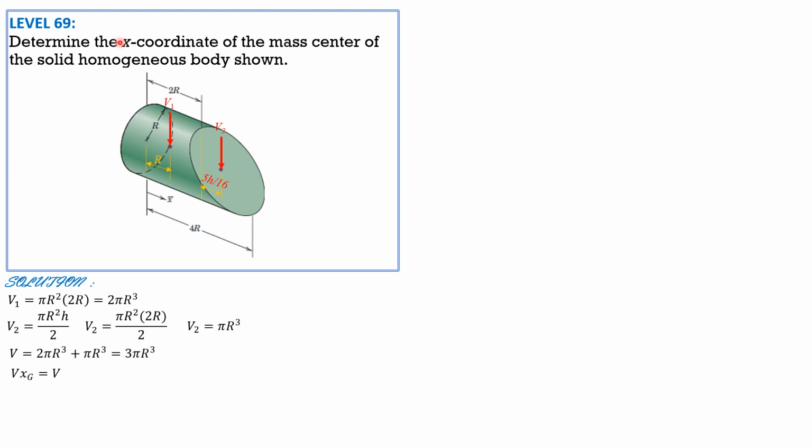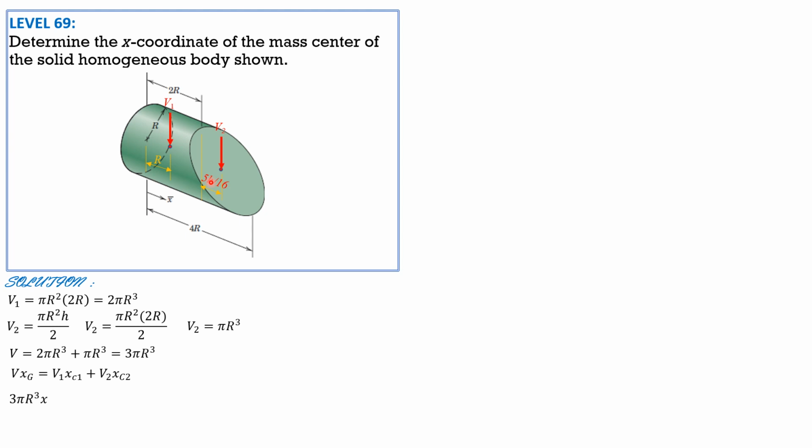So volume xg equals volume 1 xc1 plus volume 2 xc2, where xc1 and xc2 are already shown here. So xc1 is r, xc2 is not 5 over 16h, its distance is from here. So its xc2 really is 2r, this is already 2r, plus 5 over 16 of h, where h is 2r.